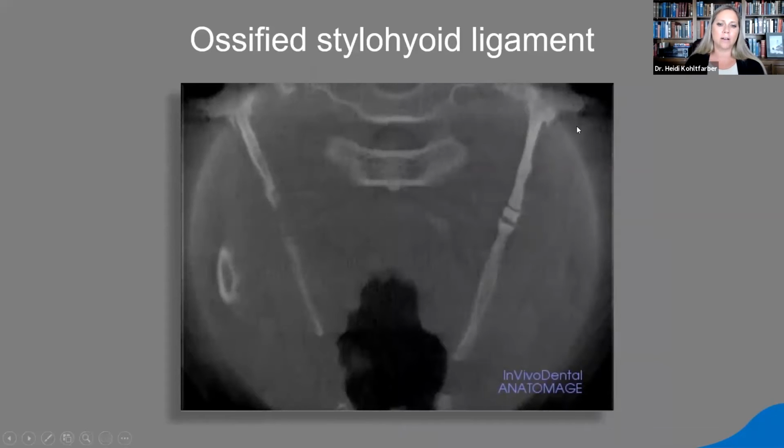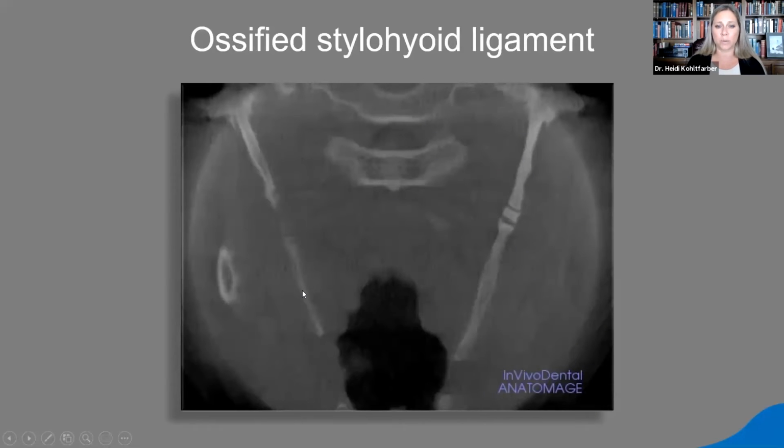We do have stylohyoid ligaments as well, and those can ossify. So this is ossification of the stylohyoid ligament. And that does look pretty extreme. It almost looks like we have joint spaces. Actually, this is a fairly common finding.